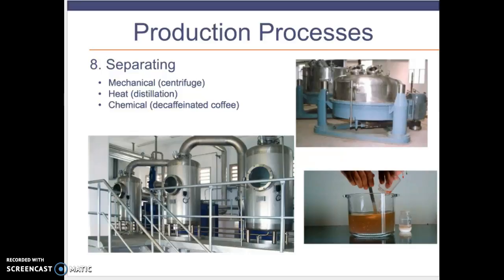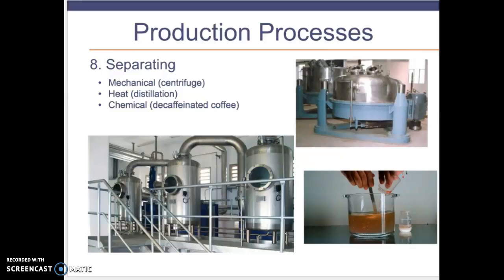Separation processes are used to remove solids and liquids or remove impurities from raw materials. So the separation process is actually separating a mixture into two or more distinct products. The separation can be done through mechanical processes, heat, or chemicals. Mechanical processes include centrifuging, filtration, and pressing. Heat includes distillation and evaporation.